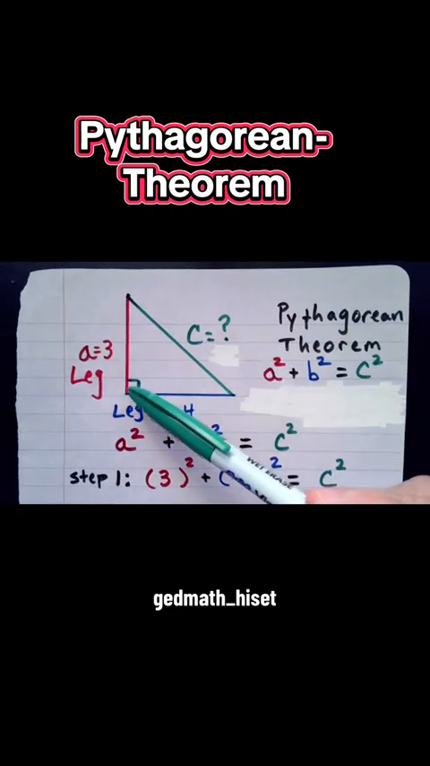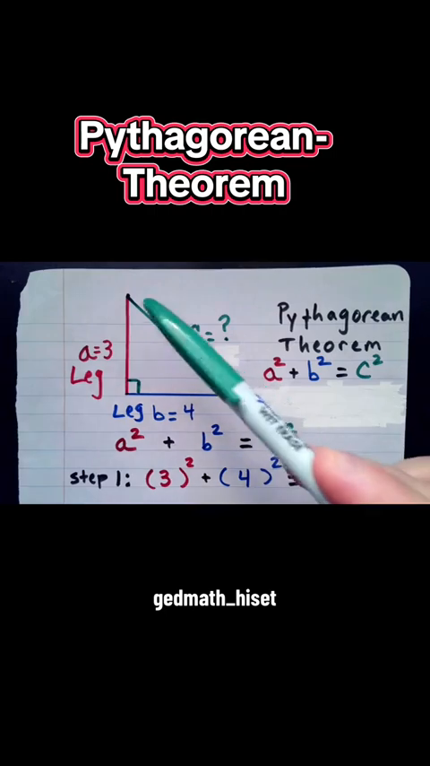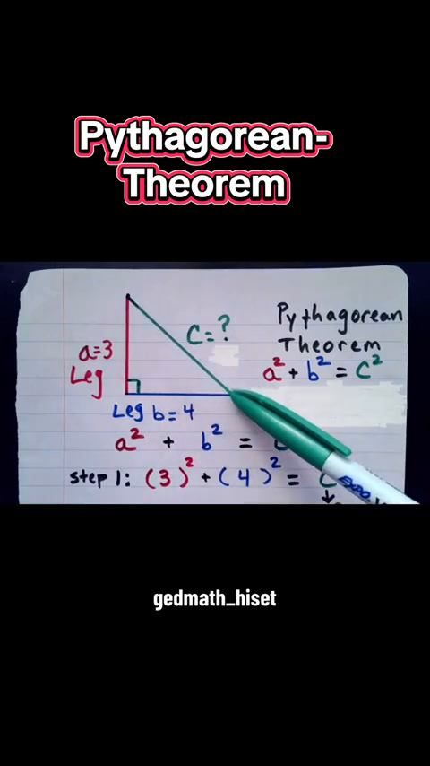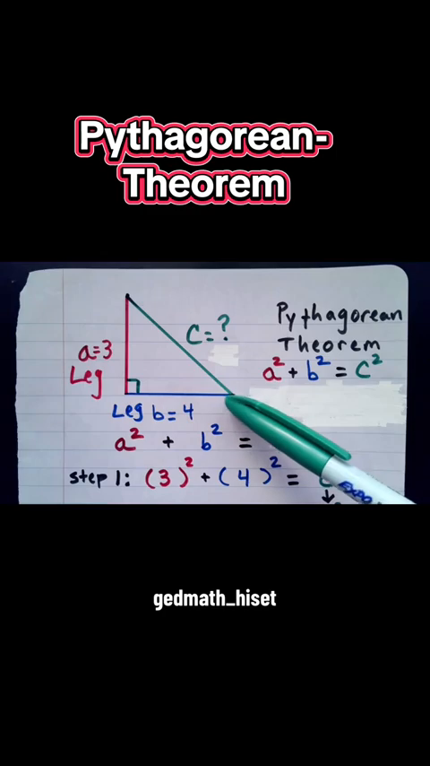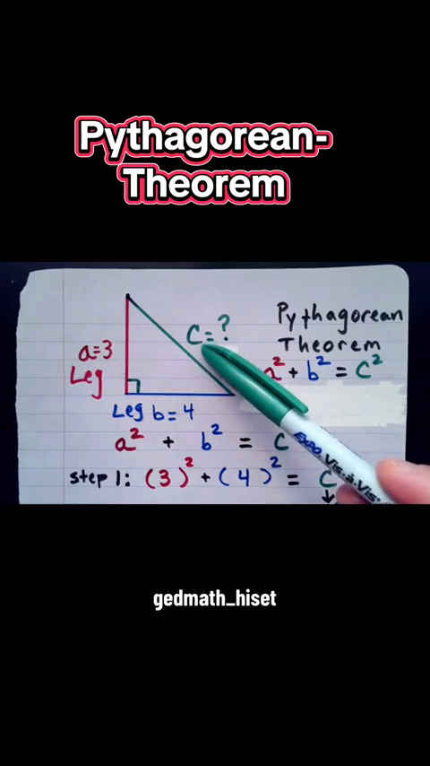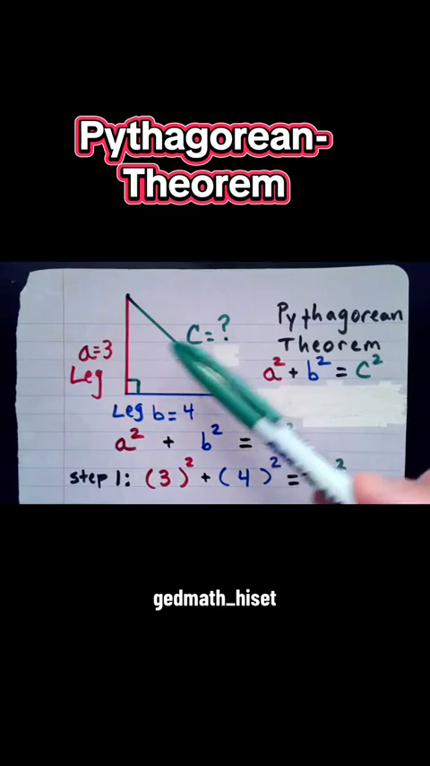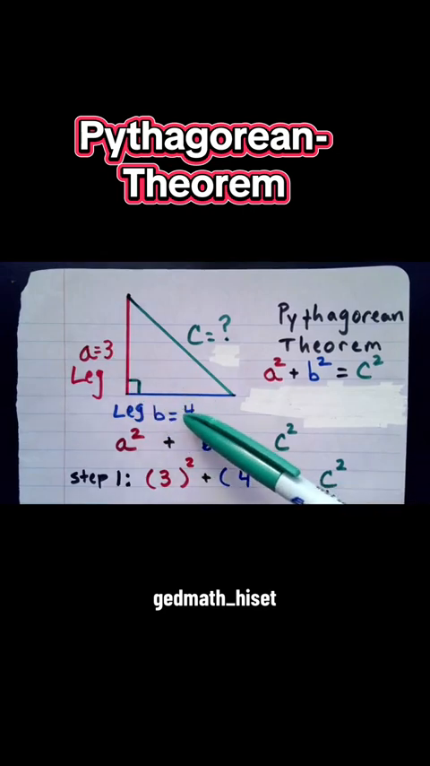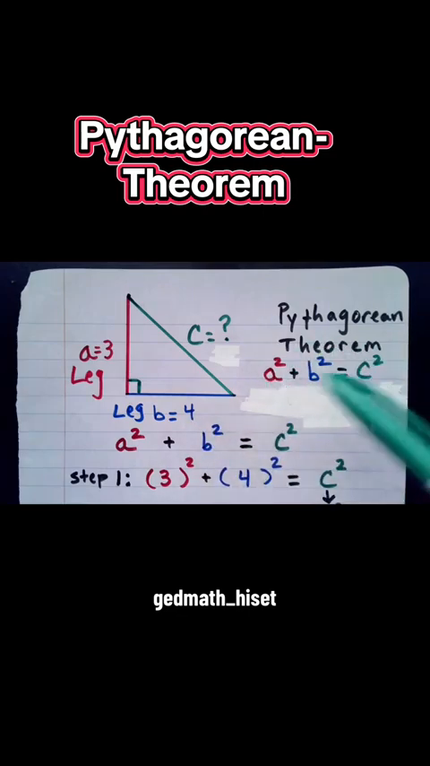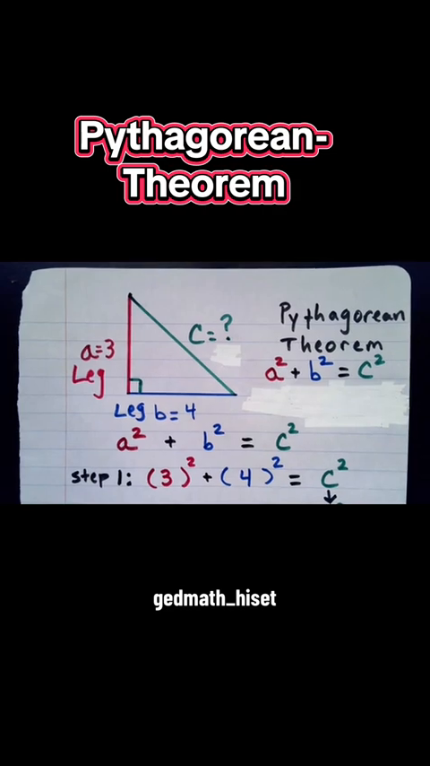Now, directly across from the 90-degree angle, you have the longest side of this triangle, which is called the hypotenuse. So the value for c will always, always, always be longer than a and longer than b. Now again, you can only use the Pythagorean theorem with a 90-degree right triangle. Let's go ahead and get started.